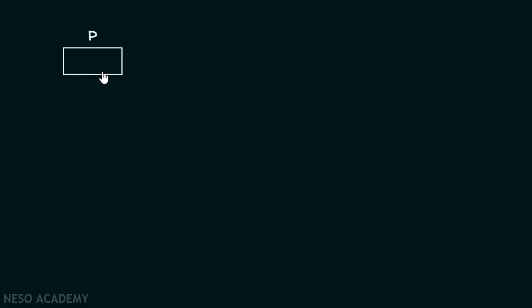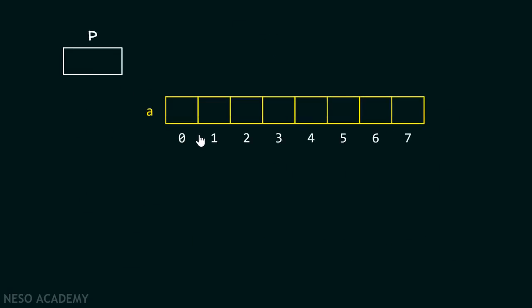Suppose we have a pointer P and we have an array A. I want to point to the first element of this array using this pointer P. Now my question to you is, what code do I have to write in order to point to the first element of this array using this pointer P? I'll give you 10 seconds to answer this question and your time starts now.